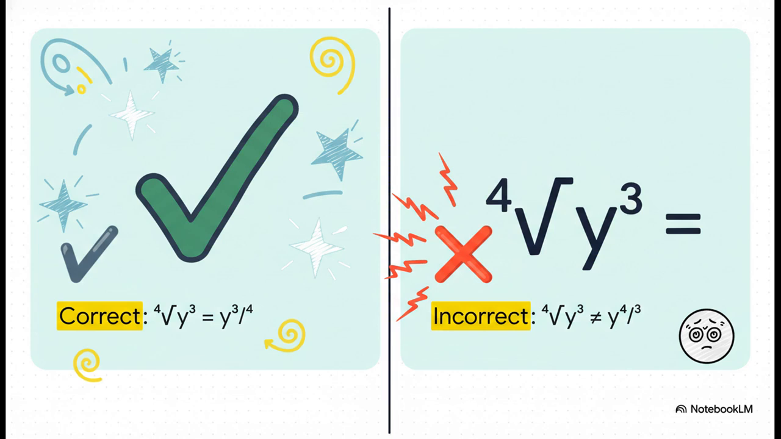So look here. The correct way to write the fourth root of y cubed is y to the 3 over 4. But if you accidentally flip it, you get y to the 4 over 3. And that's not the same thing at all. That would mean the cube root of y to the 4th power, a completely different expression. So always, always, always double check, is the power on top?